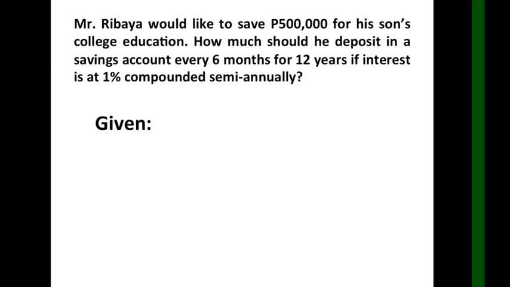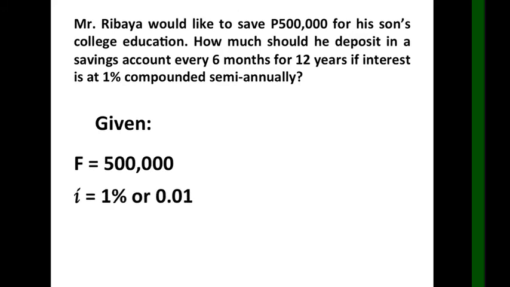Second, write the given. The acronym is FIMT. F is 500,000. I is 1% or 0.01. M is 2 because it is compounded semi-annually. Semi-annually is a frequency conversion of 2. And T is equal to 12 years.